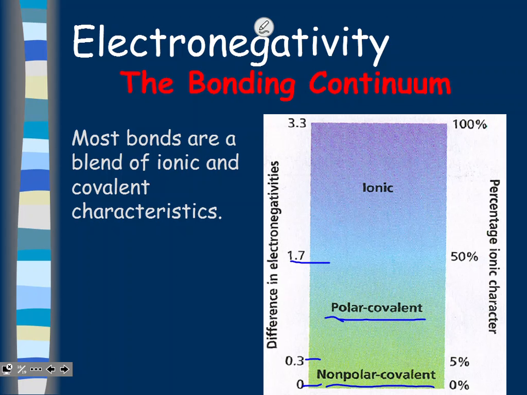And then, of course, 1.7 or above, you get into ionic territory where they're full charges, and now they have really super strength. But it is a gradient, so something with a difference of 1.7 for ionic isn't as strong as something that's going to have a difference of 3.3. 3.3 would be the maximum here.